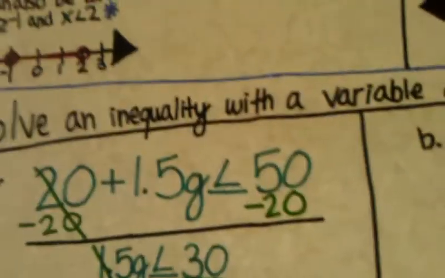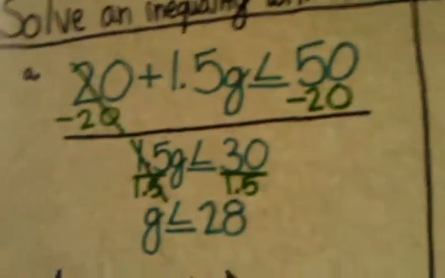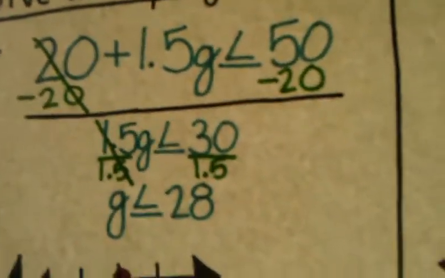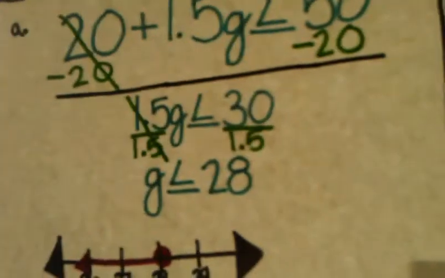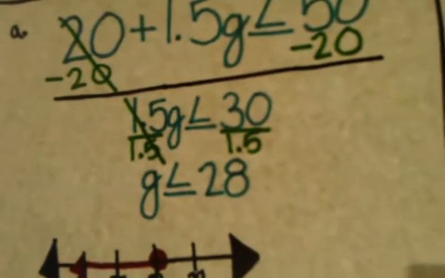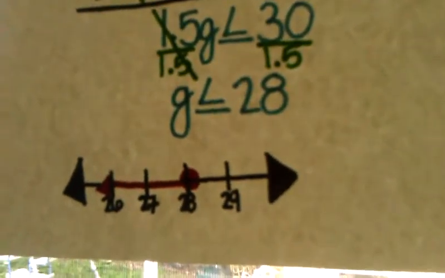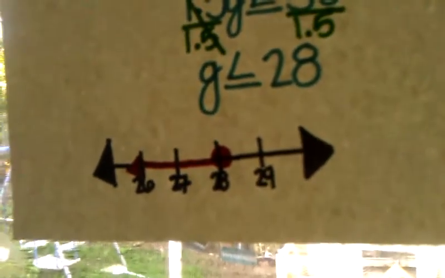Solve an inequality with a variable on one side. 20 + 1.5g ≤ 50. You subtract 20 from both sides, and it turns into 1.5g ≤ 30. You divide by 1.5 and you get g ≤ 20. And there's the number line.